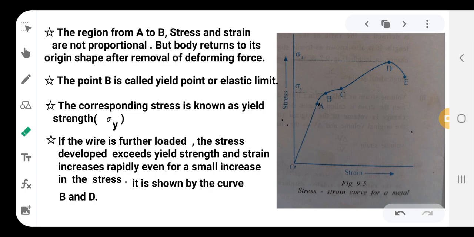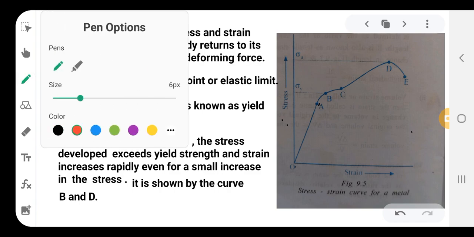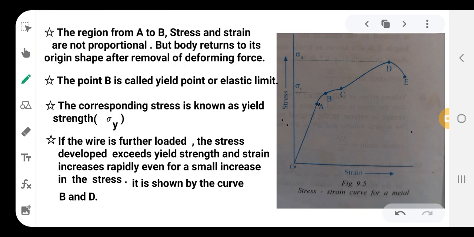Now the region from A to B is a little bit not proportional, because the curve has changed now. It is not a straight line. So from A to B, it is not proportional. It doesn't obey Hooke's law. The point B is called the yield point or the elastic limit. The corresponding stress is known as the yield strength.